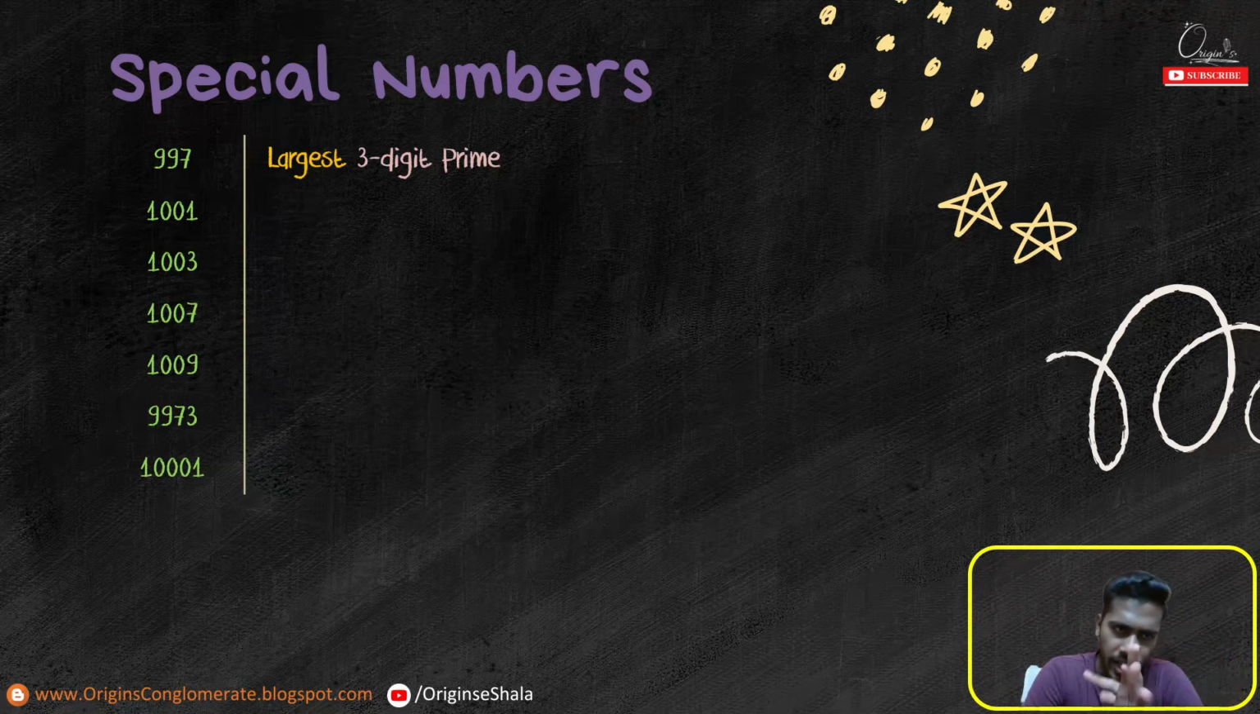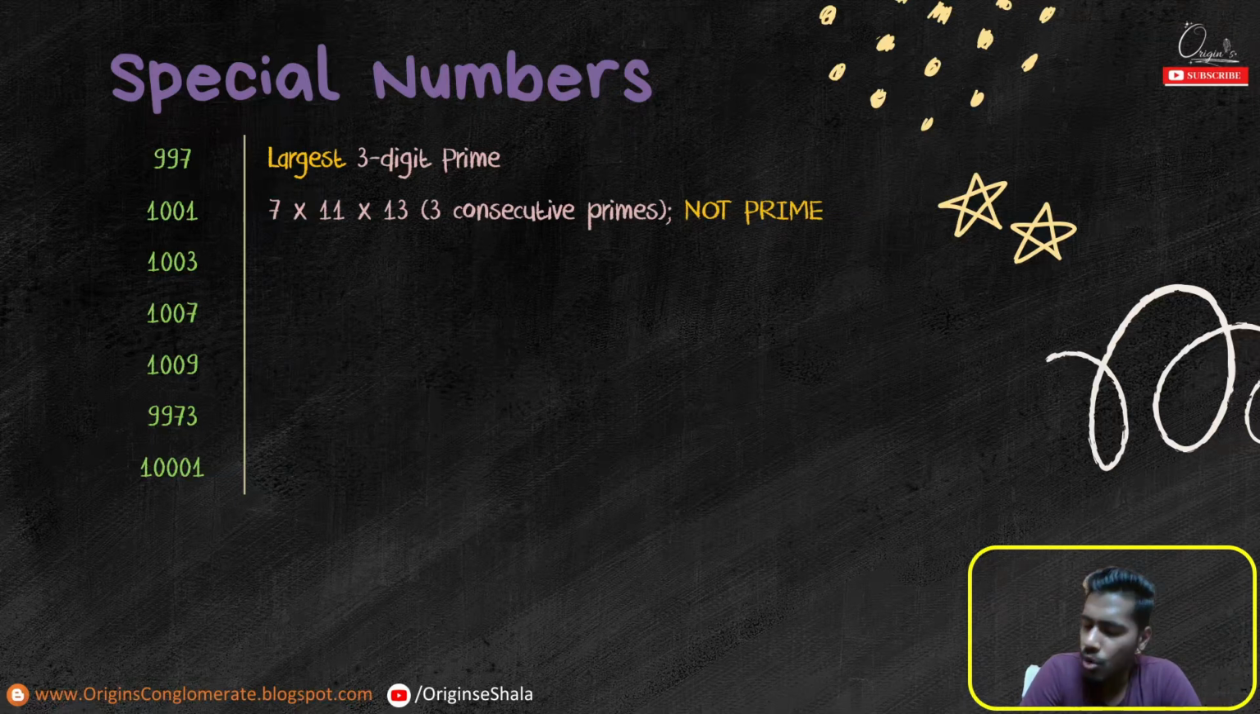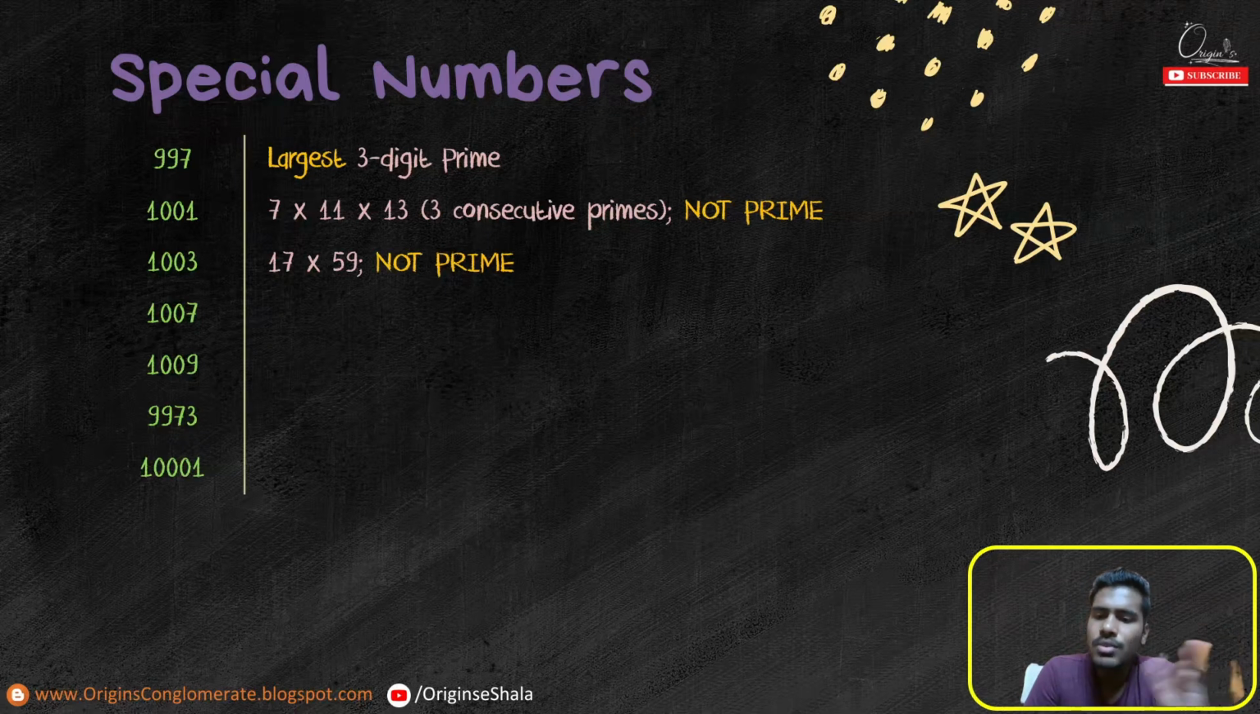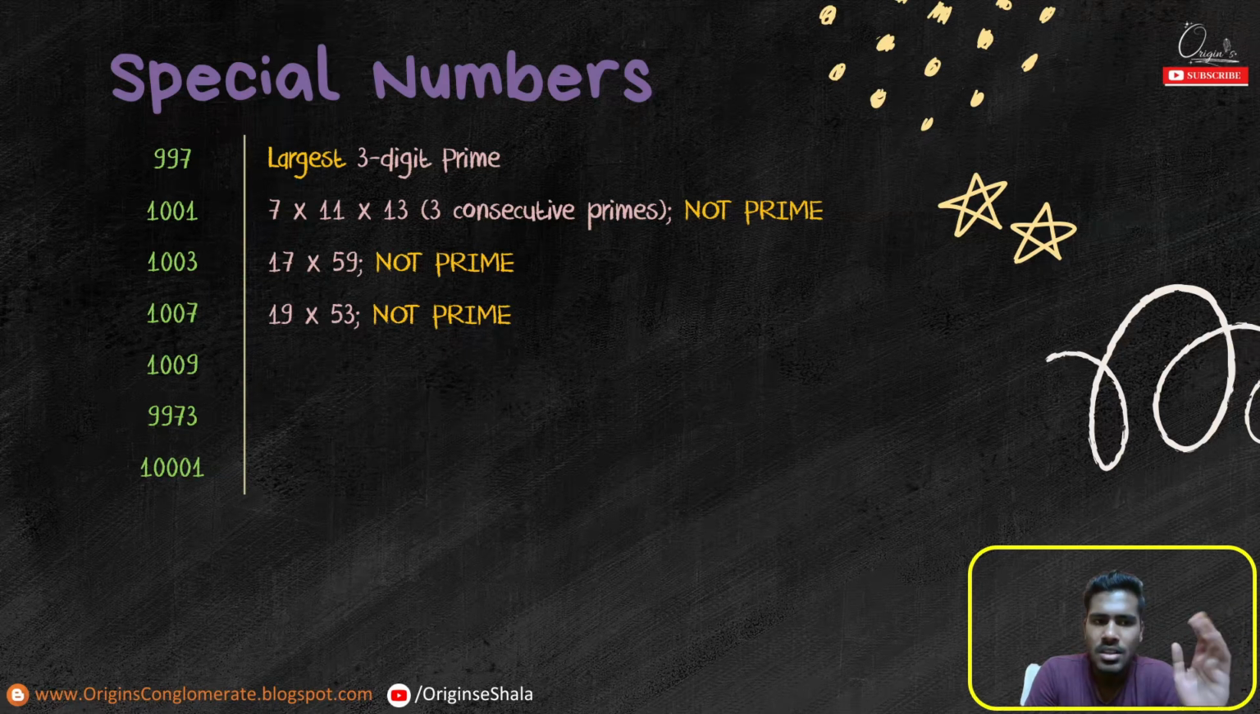You can directly go for 997, because apart from that, all the 3-digit numbers which are greater than it have factors. In short, they are composite. Similar to that, 1001, we have already seen how it is used to frame several questions. We even got that game time thanks to it, and first things first, it is not a prime. Similar to that, 1003 and 1007 are also not prime because they are multiplications of a unique pair: 17 into 59, 19 into 53.